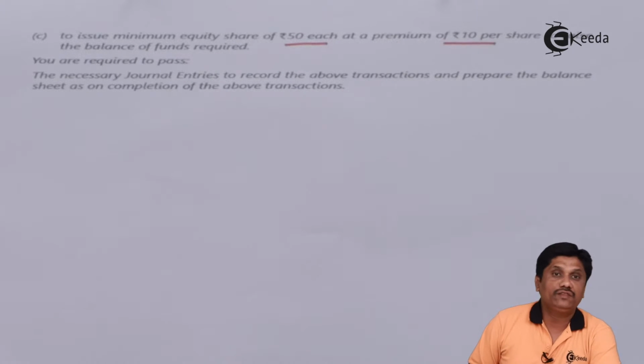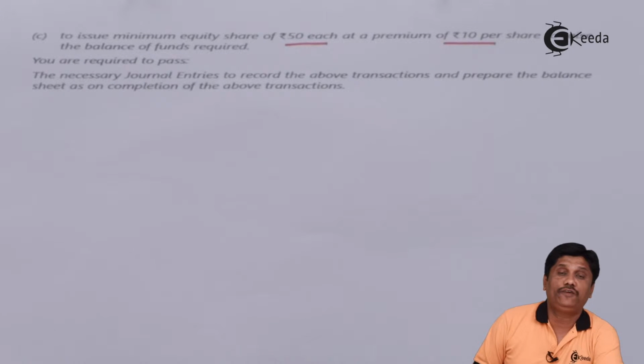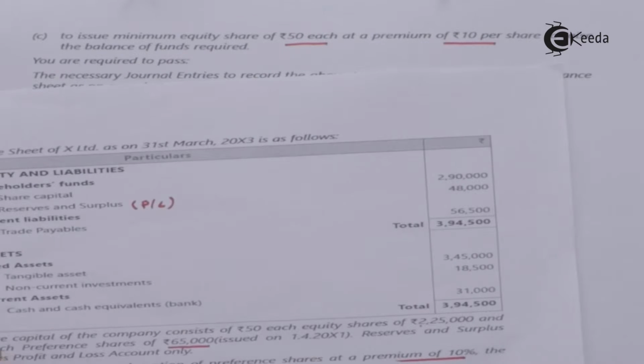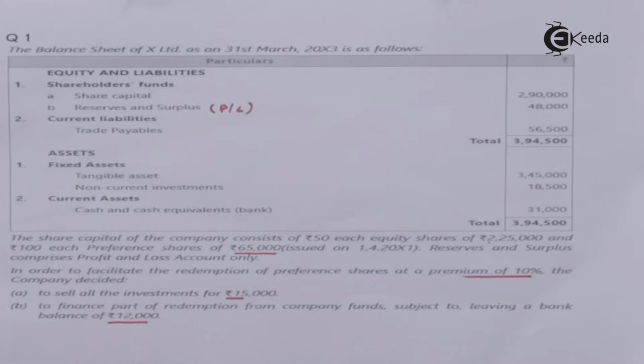Now before I begin with the main answer, I need to firstly decide how many fresh shares I need to issue. For that purpose, information is provided. They give you that minimum bank balance, how much they want, 12,000. So firstly, I will draw a small working note to decide how much fresh issue I will be doing, and thereafter we will go ahead with our journal entries.